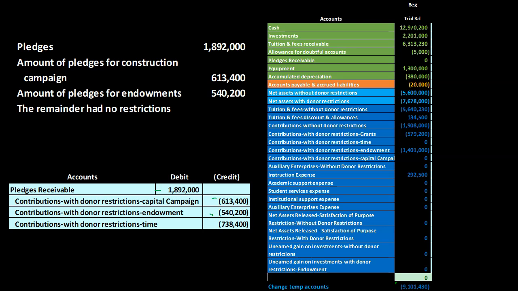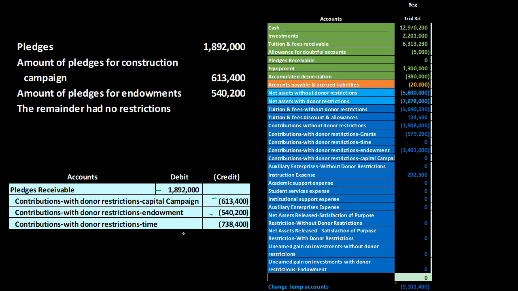Then the rest of it, the difference between the two, which is going to be the $1,892,000 minus these two items, ends up with the $738,400. That amount is still restricted. Notice it's not unrestricted here. It's still restricted due to time.